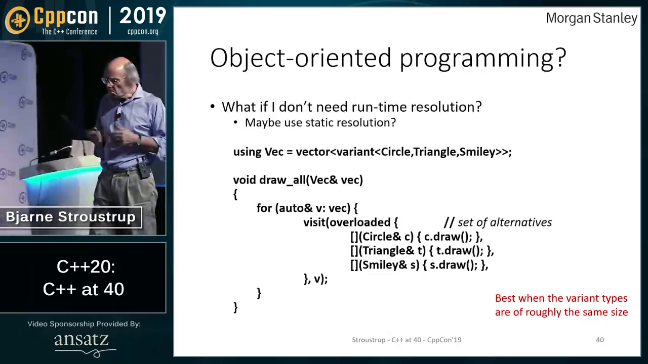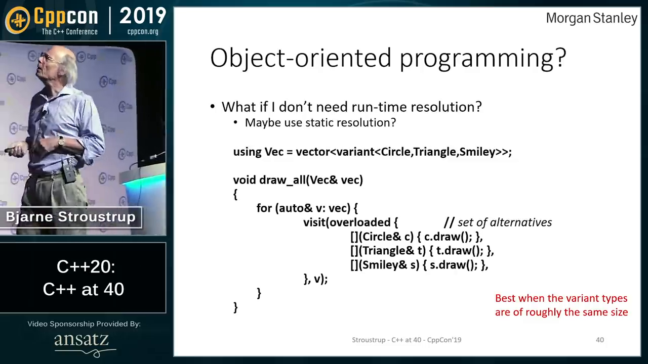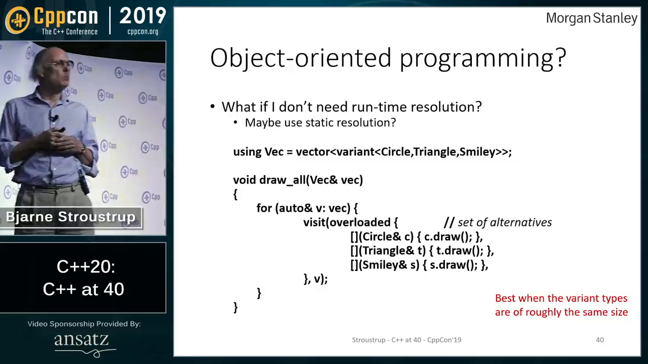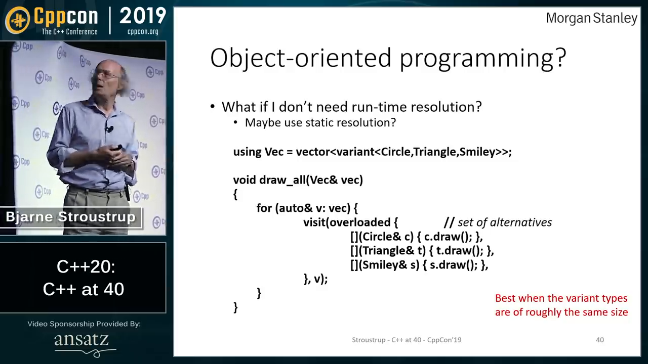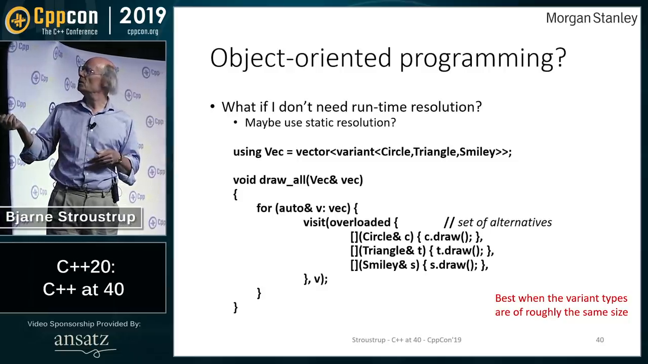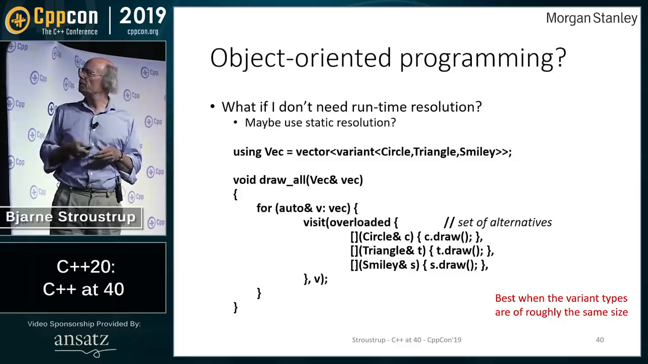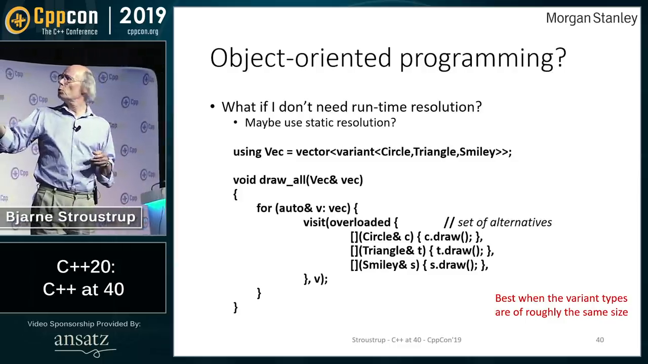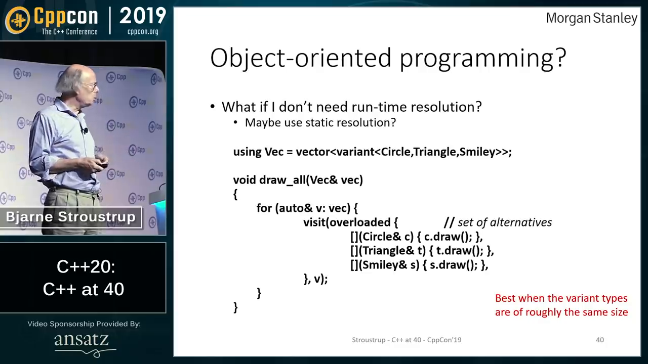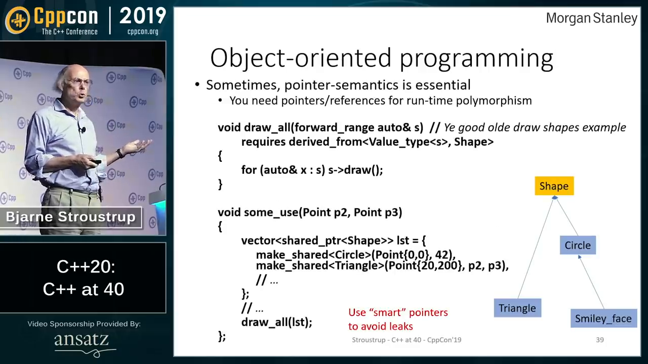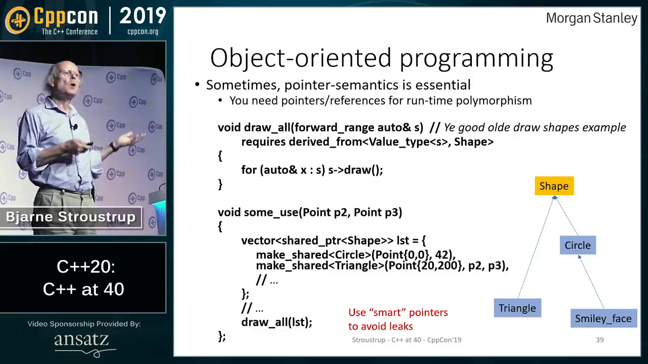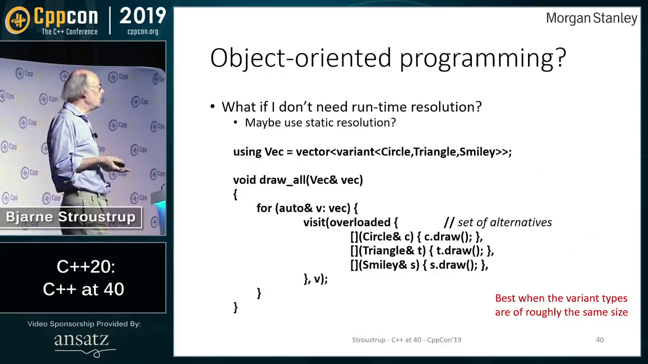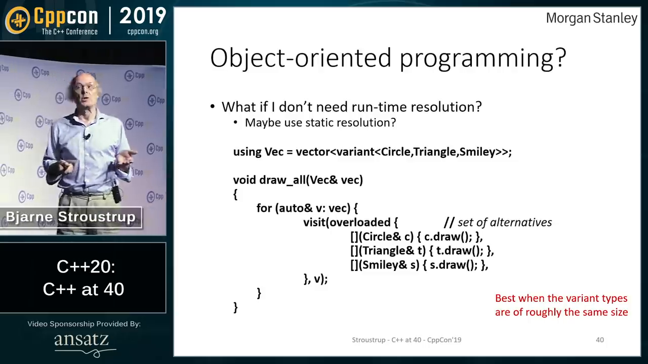Now, I'm wondering, is this object-oriented programming? I don't need runtime resolution in many cases, and so I can use a variant. Give me a variant of a circle, a triangle, and smiley. This is a closed set of alternatives. This solution is an open set of alternatives, but because this is a closed set of alternatives, you can do certain optimizations that you couldn't do with an open set.